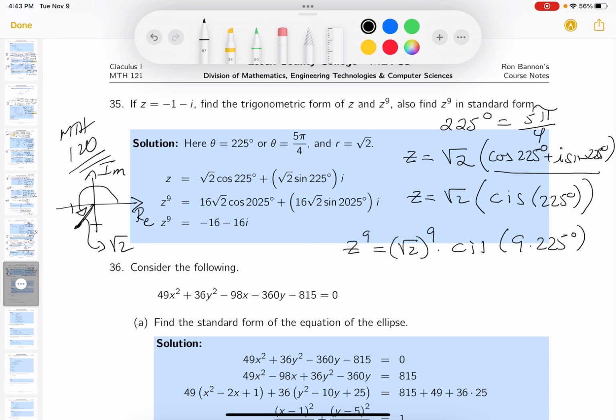Now, why is it tough? I got to figure this out. And I'll tell you what it is. 9 times 5 pi over 4, which is going to be what? 9 times 5 is 45 pi over 4. I'm going to write this a little bit differently, by the way. I want to get 360 out of this guy. I want to see how many times I got to be rotating this thing around over here.